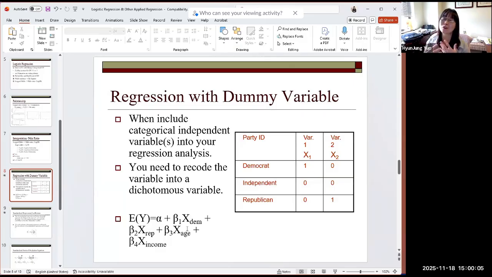Okay, so this is how you can run a regression model with a dummy variable, in case you have just one or two categorical variables you still want to include in a regular regression model. That's what we can use for the purpose of the research.